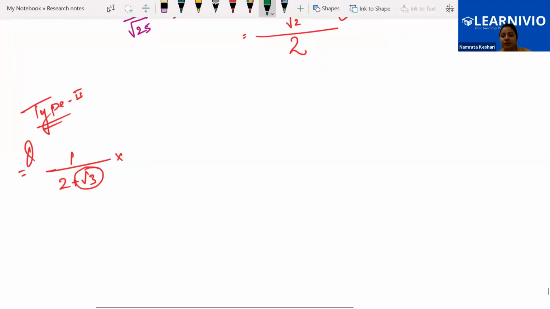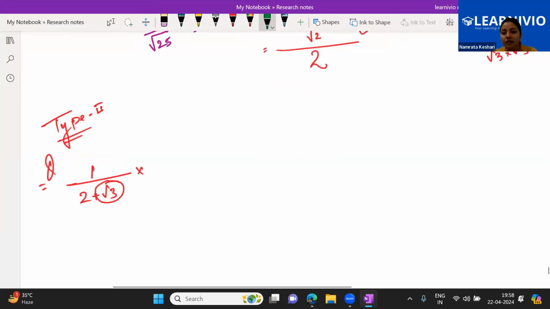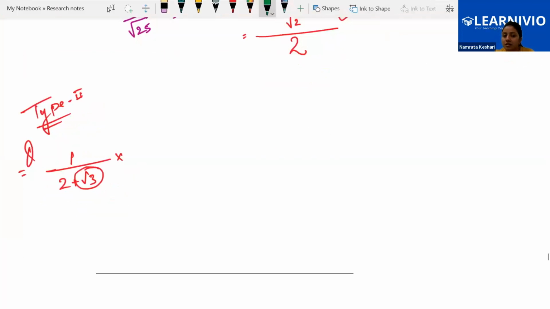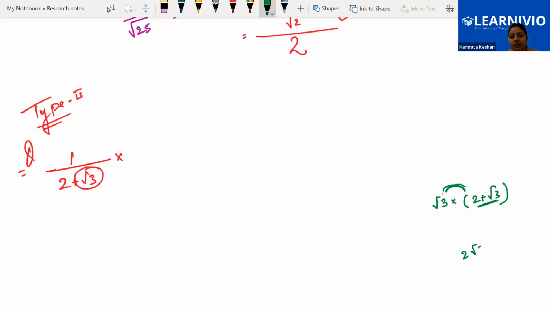Root 3 into root 3. Now multiply by root 3. When we multiply by root 3, Shad, see, we multiply root 3 with 2 plus root 3. When we apply the distributive property, it becomes 2 root 3, the first term, and the second term, root 3 into root 3, only 3. So yes, we have eliminated one root 3, but by mistake we got one more root 3, which we don't want. We don't want any square root in the denominator.